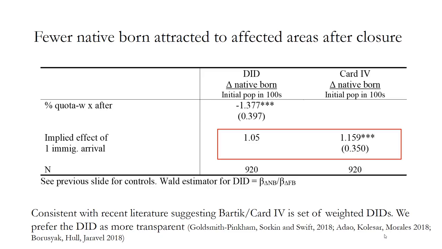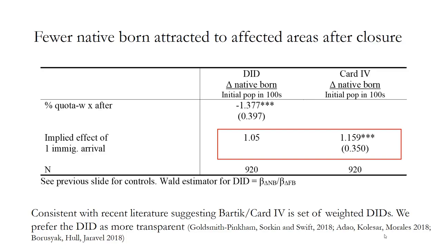So if you instead feed the policy variation into a card IV, you still get this one-to-one relationship where one immigrant arrival leads to one native arrival, or one immigrant lost from the policy leads to one native lost. And that's exactly what you get from dividing our two coefficients here with the Wald estimator. So these two approaches are really not that different, and what tends to happen is that economists don't usually have the policy variation, and so they build everything into this Bartik or card IV.